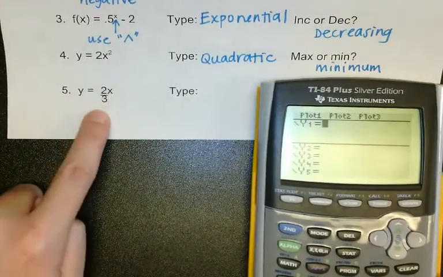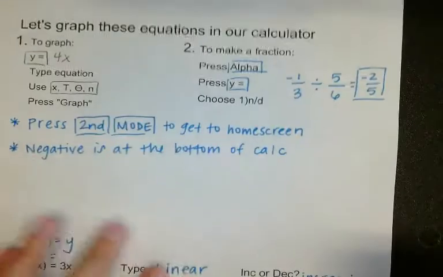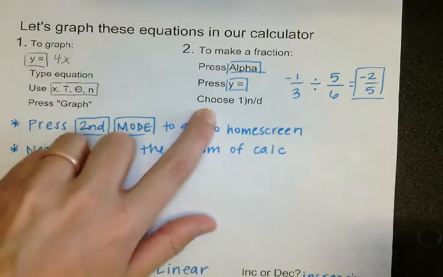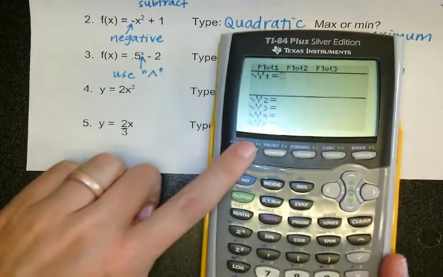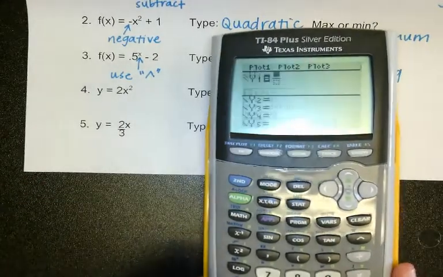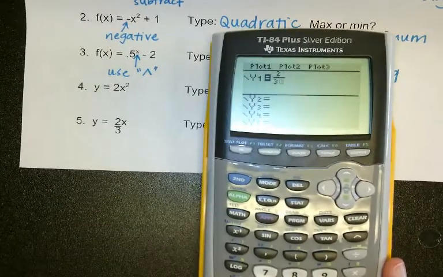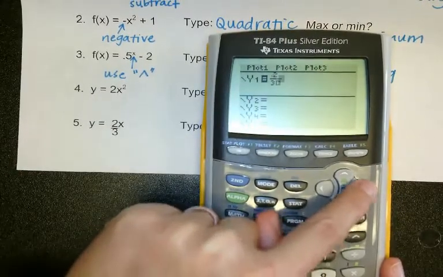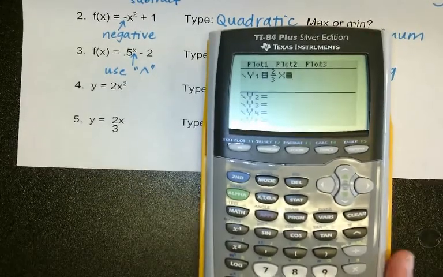Ooh, we get to put our fraction skills to use here. So if you need those steps again, remember it's alpha, y equals, and then the first option. So on the y equals screen, I'm going to type alpha, y equals, pick that first option, 2/3. Notice my cursor is still on that bottom of the fraction, so I'm going to hit the right arrow and then put my x. Let's go take a look.